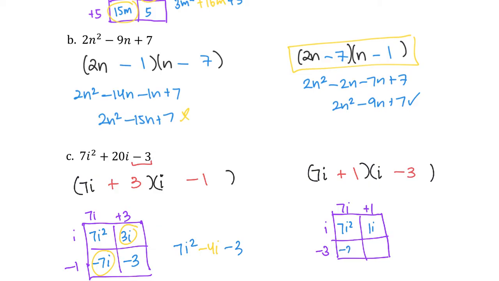1i minus 21i minus 3. Okay, 1 minus 21 is negative 20. Okay, is that right? Let's see. It's almost right. I have a minus 20. I wanted it to be a plus 20. So I'm just going to go back and change my signs. Instead of plus minus, I will make it minus plus. And that will fix the mistake.